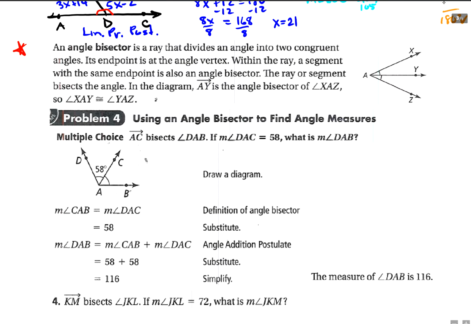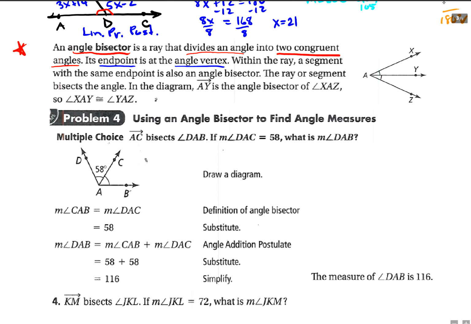We've seen this word before. An angle bisector. What do we think anytime we see the word bisector? Two congruent parts. So an angle bisector divides an angle into two congruent angles. Now the thing about an angle bisector is that its endpoint is the angle vertex, and a segment can also be an angle bisector.